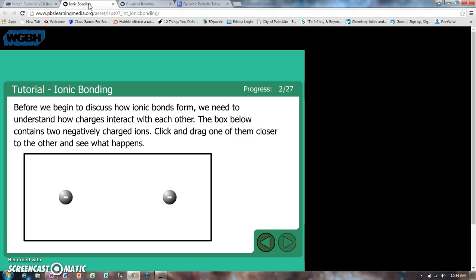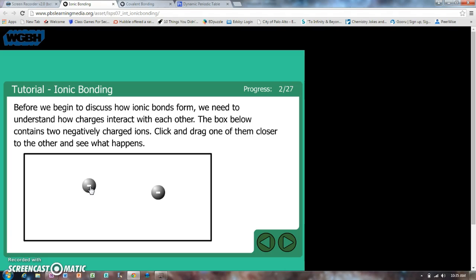Okay, so now that you've done that prediction, let's see what we expect to happen. So I will bring the negative charges together, and now you can see that they are repulsed by each other, right? They repel each other. They do not want to be near each other. Okay, so a negative charge repels another negative charge. Similarly, a positive charge would repel another positive charge.